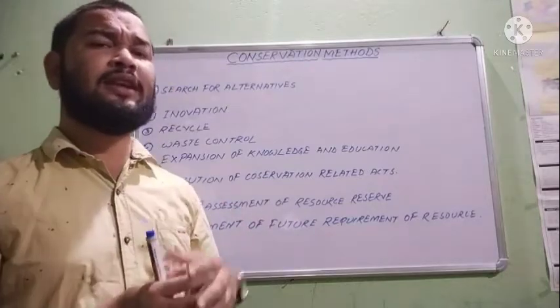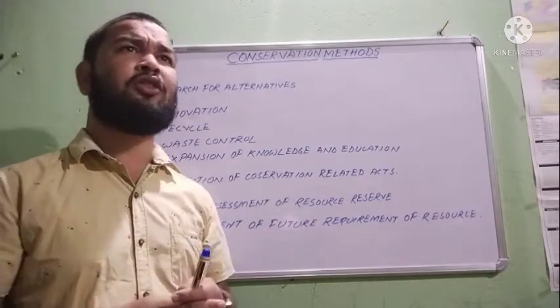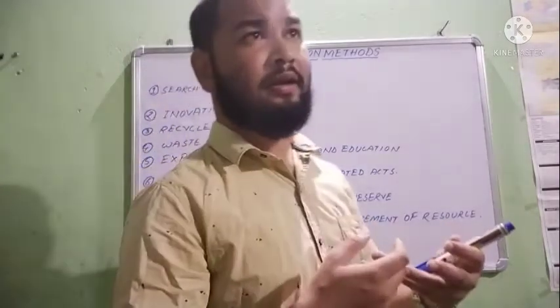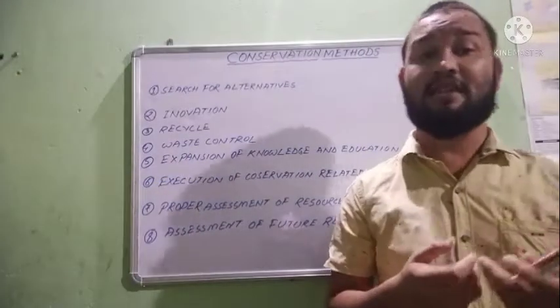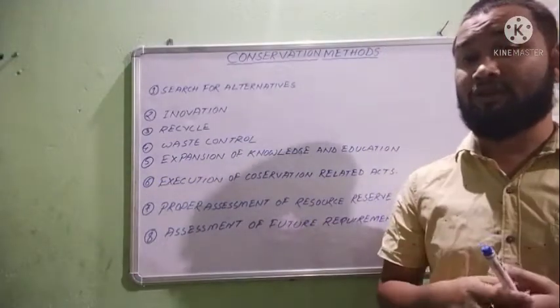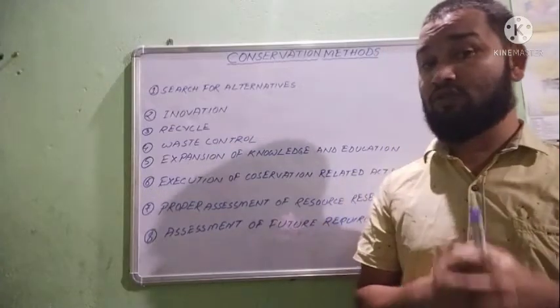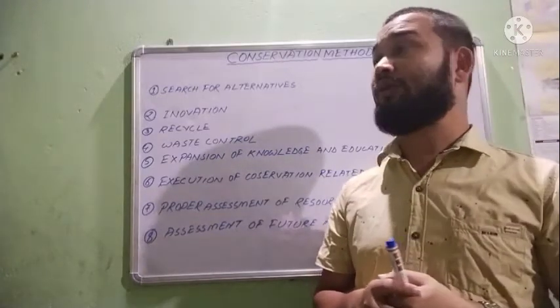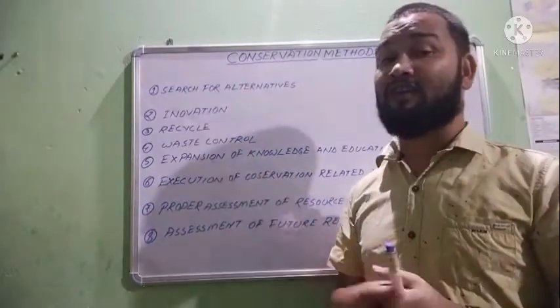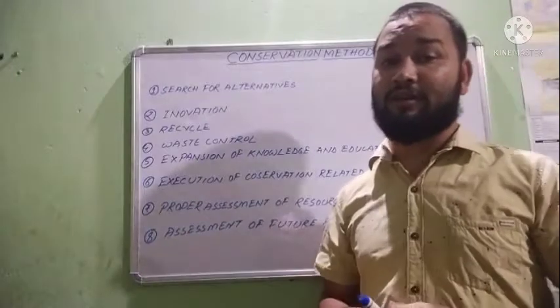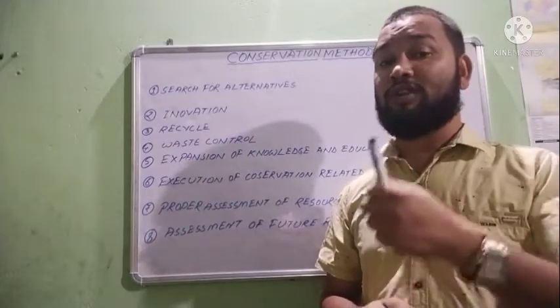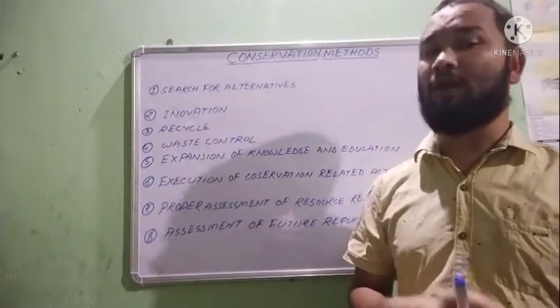That means if we think about conservation, conservation cannot happen by itself. We have to use some method, some process through which we can conserve the natural resources. Here we have some methods. Basically 8 methods are given in your book. So we will discuss these methods one by one.